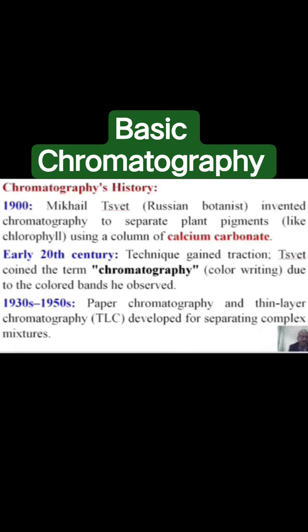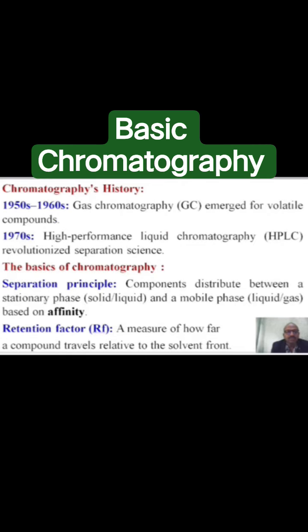From 1930 to 1950, we can see paper chromatography and thin layer chromatography developed for separating complex mixtures. In the 1950s to 1960s, gas chromatography (GC) emerged for volatile compounds, and from 1970, high performance liquid chromatography (HPLC) revolutionized separation science. Coming to the basics of chromatography.